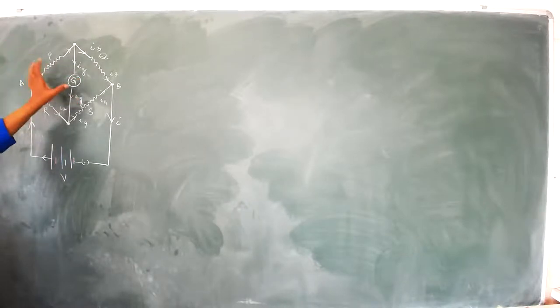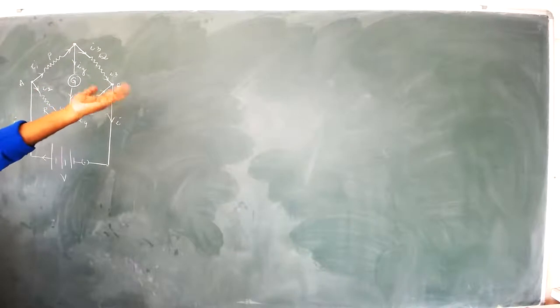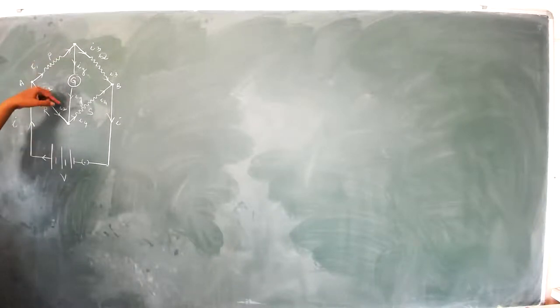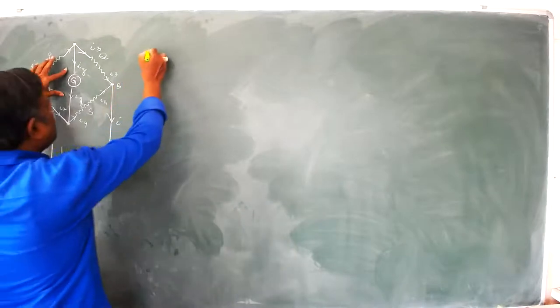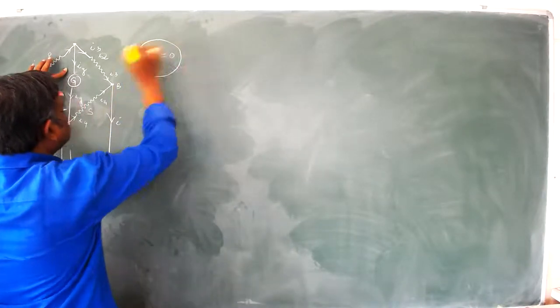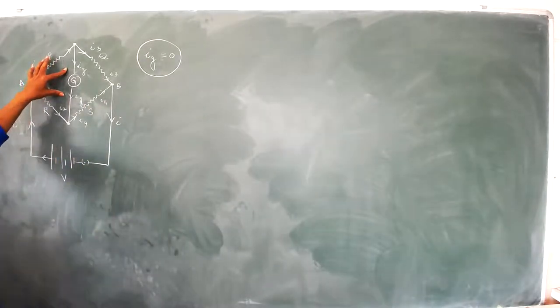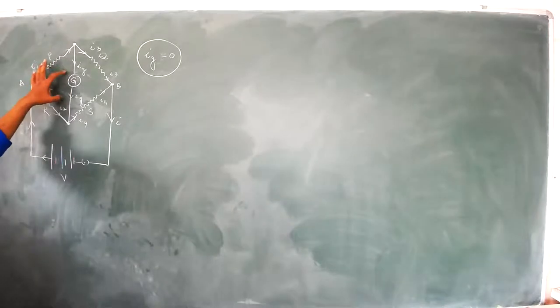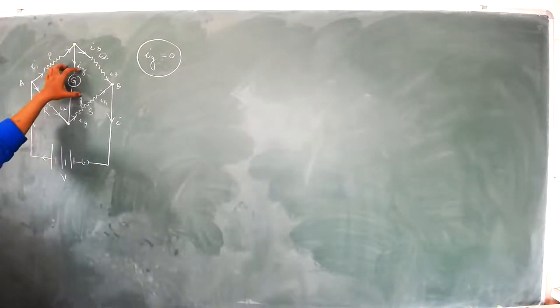In this Wheatstone's bridge, there are two conditions: one is a balanced state, the other an unbalanced state. What do you mean by balanced state? Through this galvanometer, no current passes. If the current passing through the galvanometer becomes zero, which means IG is equal to zero, then this complete path we can avoid.